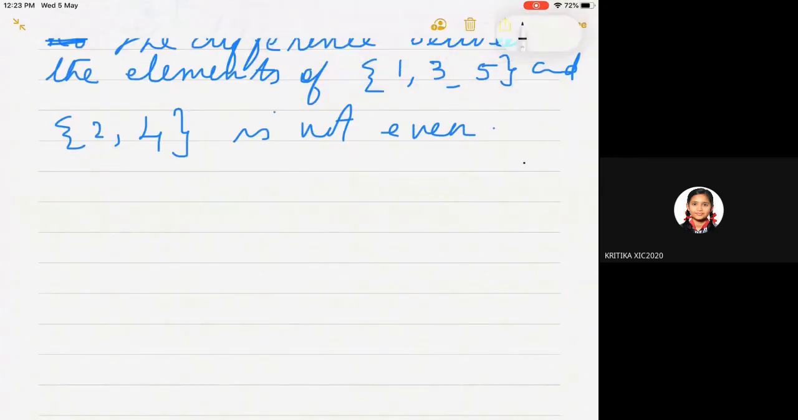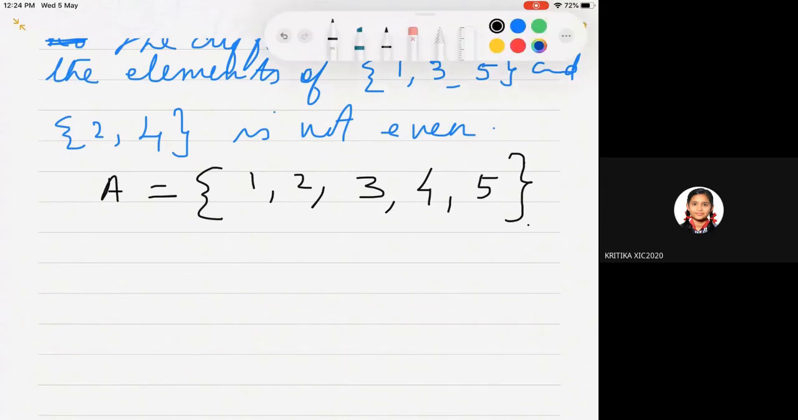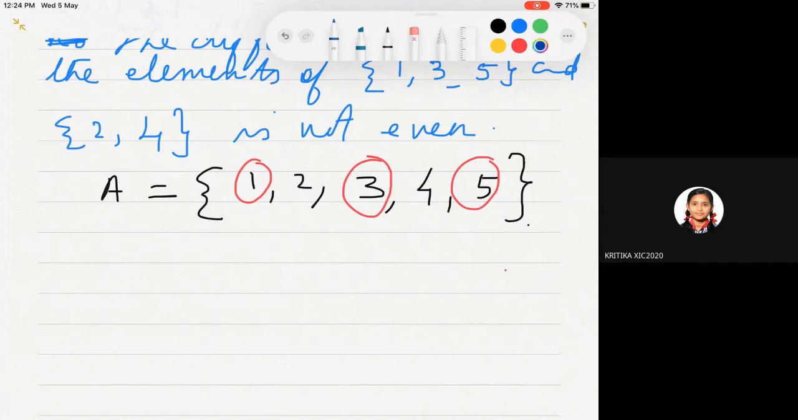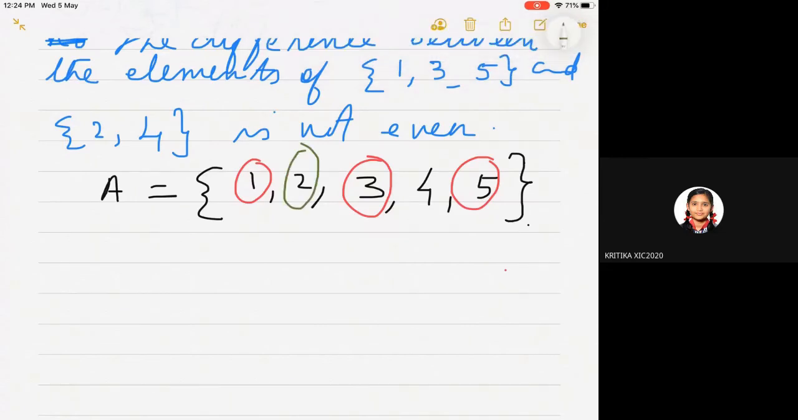So the mother set here is set 1, 2, 3, 4, 5. And we have just taken 3 elements, 1, 3, 5. They were related to each other. We just now proved that the elements 1, 3, 5 are related to each other, and the other one is, you can see that the elements 2 and 4 are related to each other.